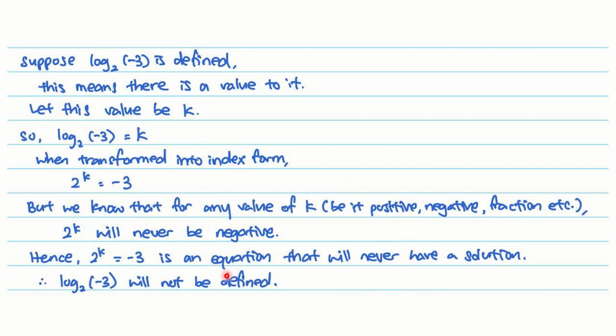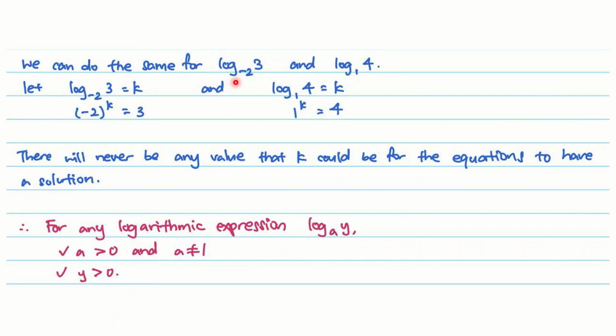Okay, is to prove by contradiction to show that log negative 3 base 2 will not be defined. So we can do the same for log 3 base negative 2 and log 4 base 1, whereby we assume that there is a value to it, and then we see that negative 2 to the power of k is equal to 3, otherwise 1 to the power of k is equal to 4.